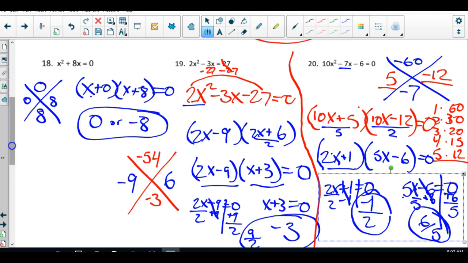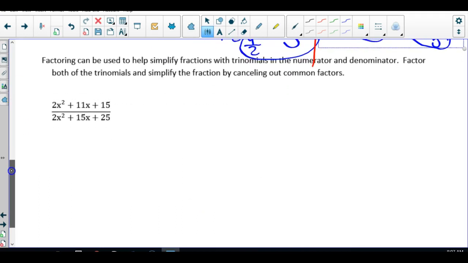So those are the answers. Last one, a problem you haven't seen yet, but you will see it Wednesday. There's your fair warning. Factoring can be used to help simplify fractions with trinomials in the numerator and denominator. So if we factor the top and factor the bottom, we can then simplify by canceling out any common factors we have. So I need to factor both.